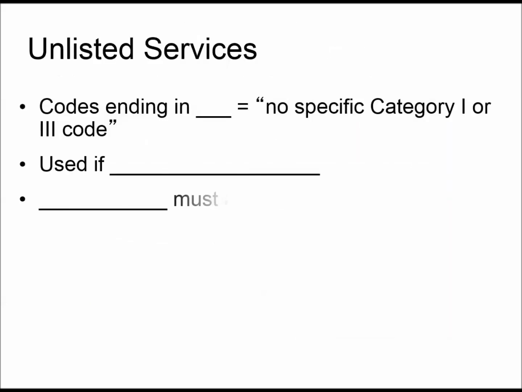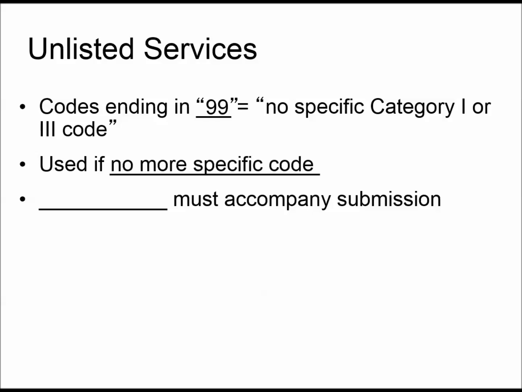Okay, unlisted services. These are codes that end in 99, because no specific category 1 or 3 code is there for them. You only use it if there is not a more specific code that you can find. Use it as a last resort. If at all possible, use a category 3 code.